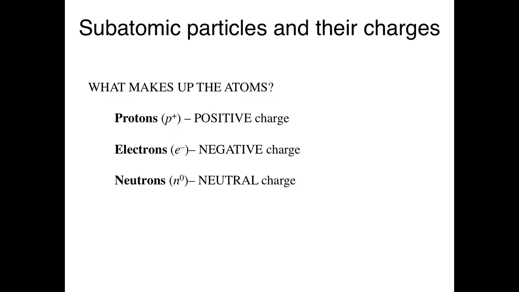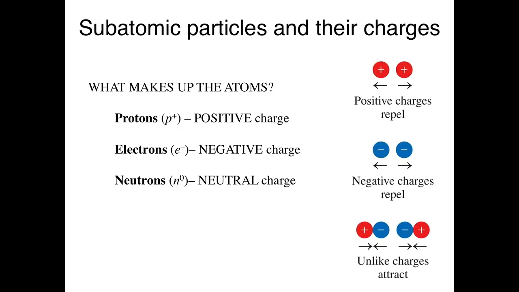These subatomic particles were actually discovered because of their charged nature. To talk about how they were discovered, let's talk about a concept that likes will repel and opposites will attract. So for example, when you have 2 positive charges here, they will repel one another, or when you have 2 negative charges, they will repel one another. But if you have a positive and negative, they are attracted to one another.